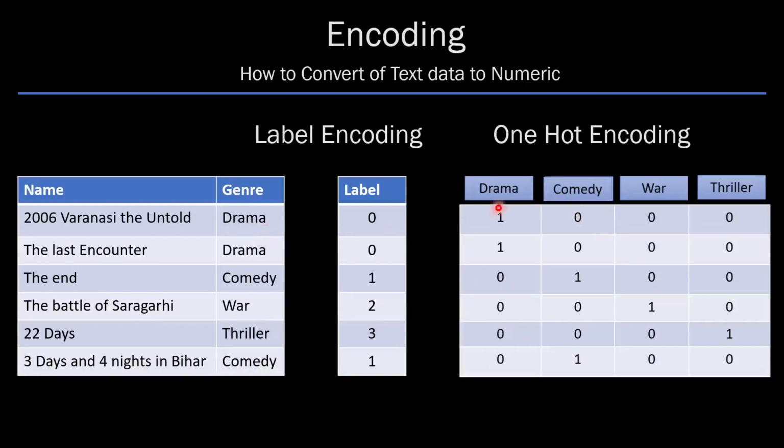For example, if it is drama, under drama we'll have 1 and all others will be 0. If it is comedy, under comedy we'll put 1 and all others will be 0. War, under war we'll be putting 1 and all others are 0. This is done for all the rows, and this is called as one hot encoding.